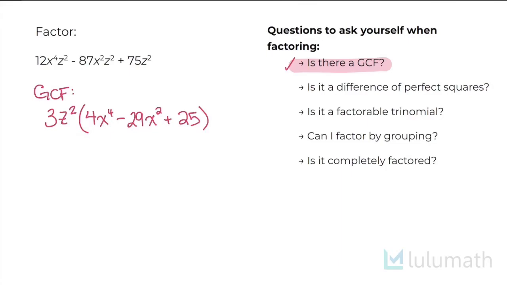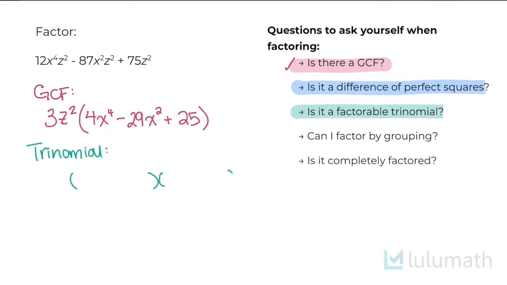Our next question, is there a difference of perfect squares? So looking at my first factor, it is a single monomial, so it's not a binomial, therefore not a difference of perfect squares. Looking at my second factor here, it is a trinomial, so it is also not a difference of perfect squares. So now I want to see, is it a factorable trinomial? Well, our first factor is a monomial. It's not a factorable trinomial, but our second factor here is a trinomial. So I'm going to see if I can factor it as a trinomial.